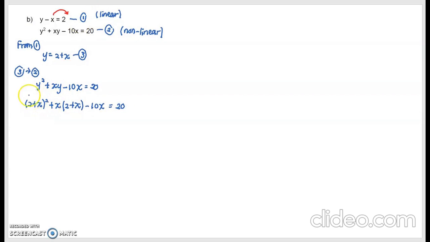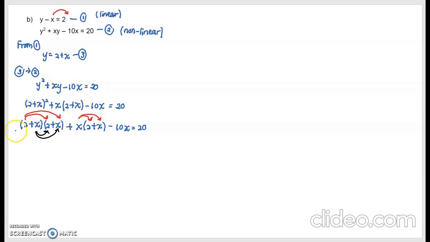So here I try to expand. This is how we're going to expand: 2 plus x, 2 plus x. We put 2 bracket plus x, 2 plus x, minus 10x is equals to 20. Then we try to expand, means that 2 times 2, 2 times x, then x times 2, x times x. Same as this part, x times 2, x times x.